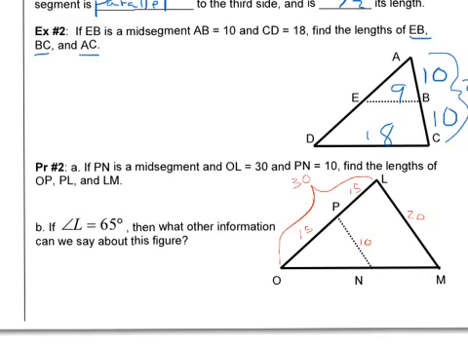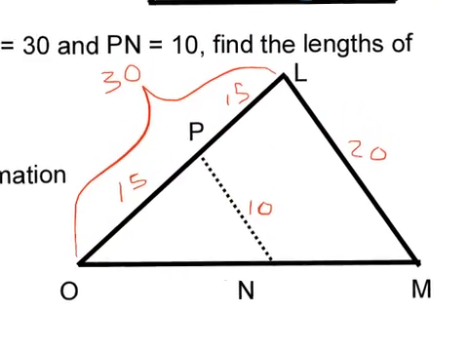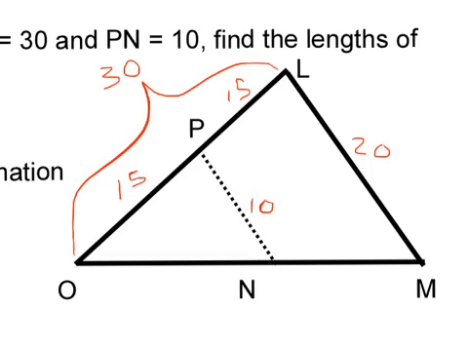Now they ask us another thing. They say, what if L is 65 degrees? What if this angle here is 65 degrees? What other information can we say about the figure? Well, let's zoom in. Okay, let's say this angle here is 65 degrees.